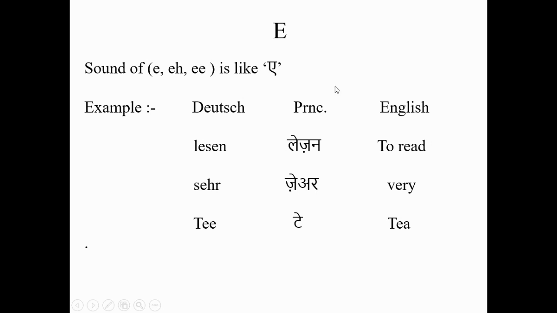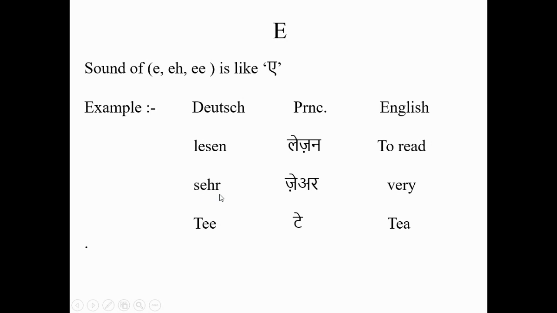Next vowel is e. The sound of e, eh, and double e is like "a". Generally we say e in German like "a". For example, lesen means to read. Next is sehr, which means very. Next is Tee, which means tea. You can see here e is coming after l, so its sound is like "la". Lesen means to read.